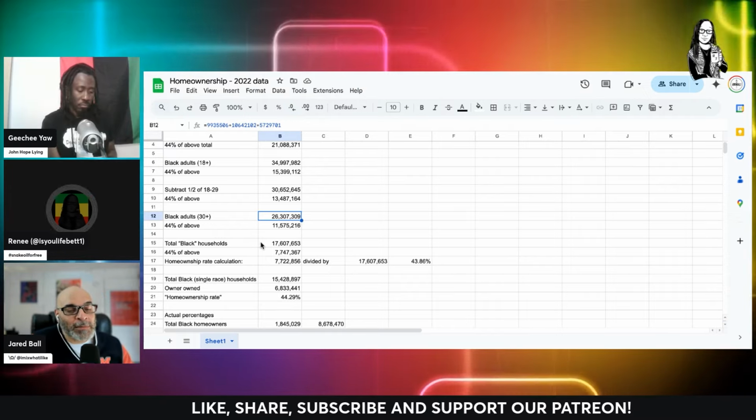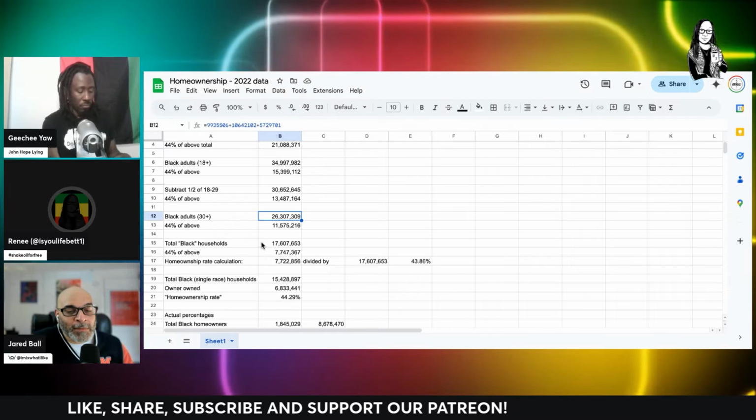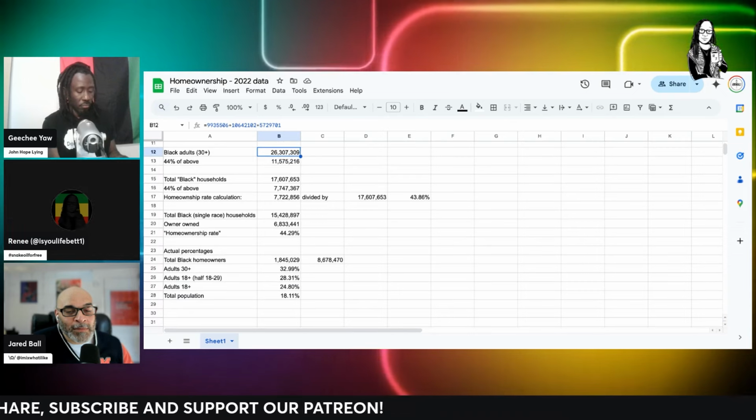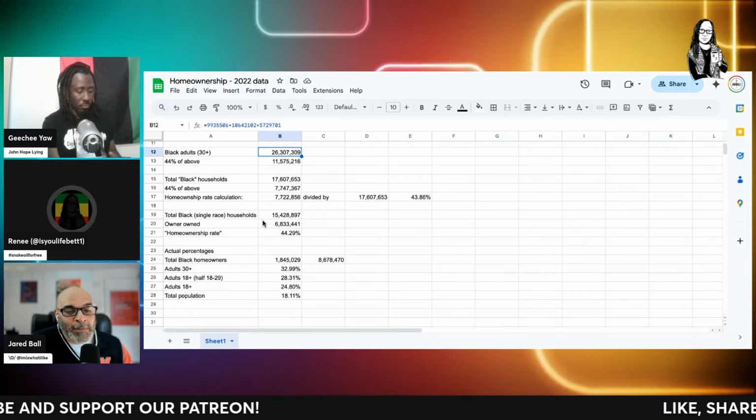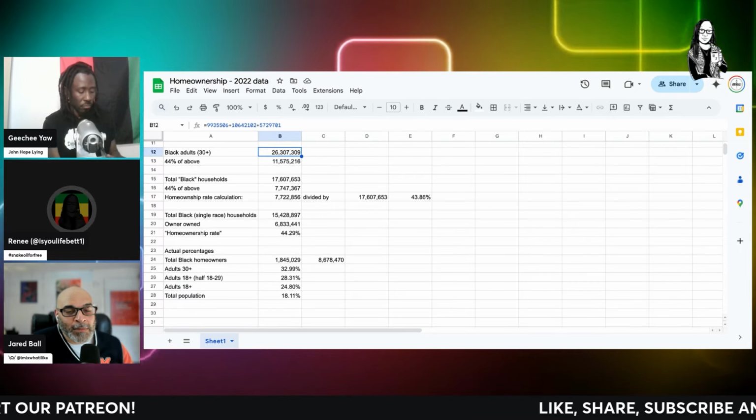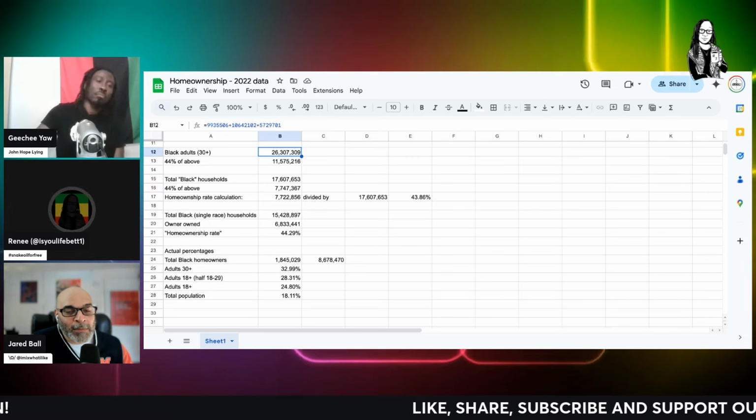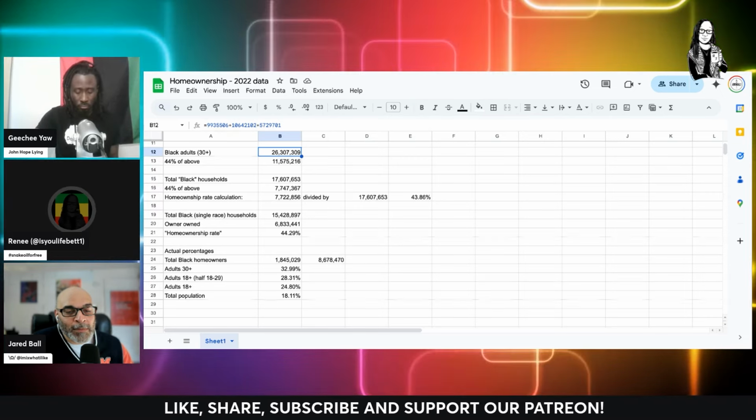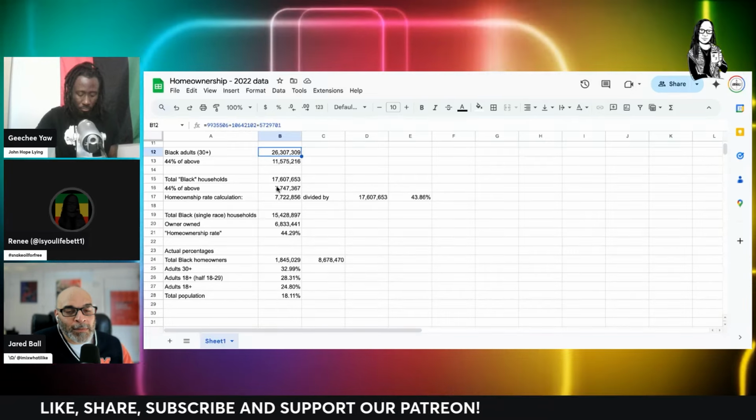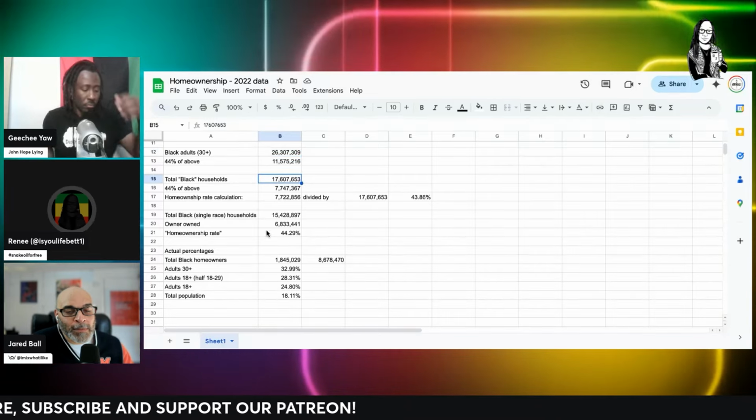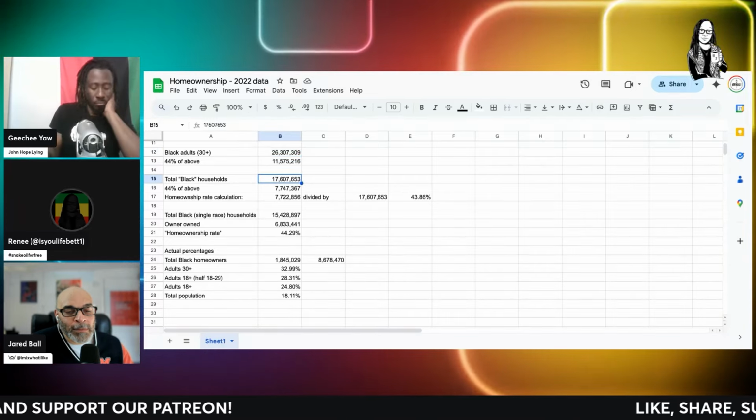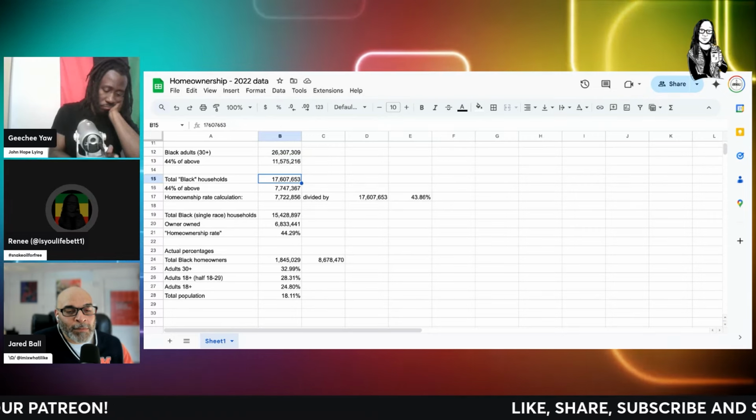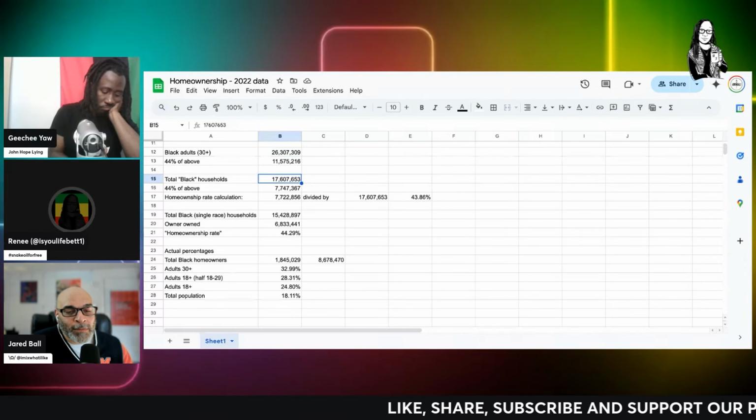Damn. It's still too high. All right. So then I went to the actual, okay, here are the numbers, because I wanted people to see where the 44% comes from. So this is the actual home ownership calculation. It is that 17.6 million and change divided by the 7.7 million, right? That is the number. That's how you get to 44%.